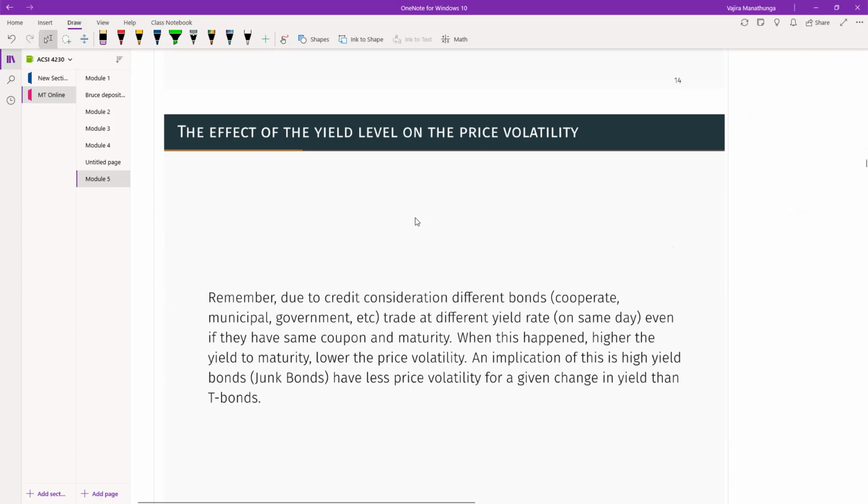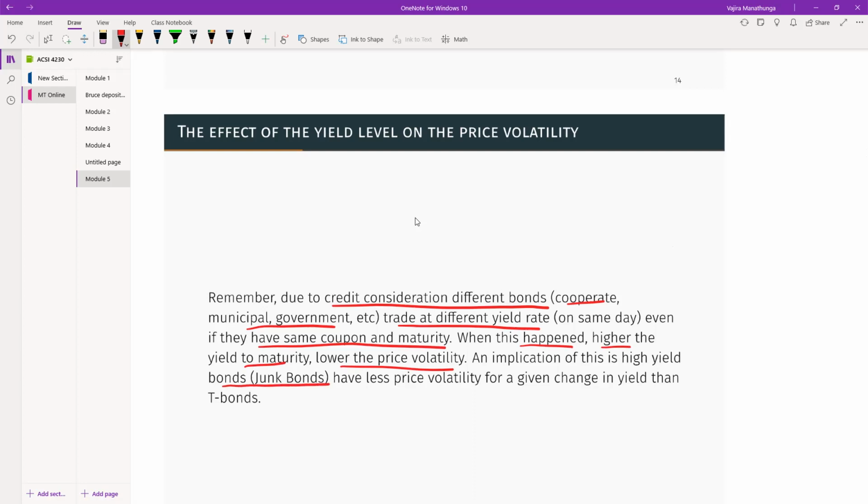Remember, due to credit consideration, different bonds like corporate, municipal, government trade at different yield rates on the same day, even if they have the same coupon and maturity. When this happens, the higher the yield to maturity, the lower the price volatility. An implication of this is high yield bonds have less price volatility for given change in yield than T bonds. So higher the yield to maturity, lower the price volatility.